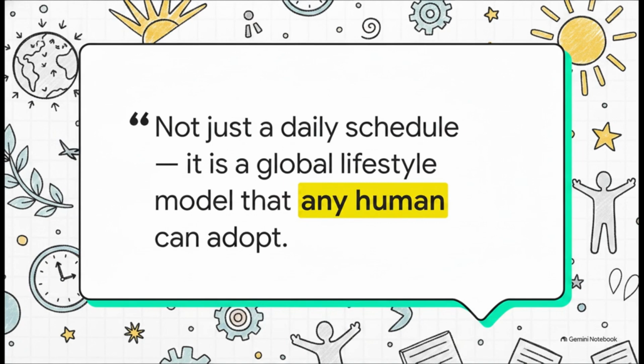Right off the bat, the source material drops a massive statement. To quote them directly, this is not just a daily schedule. It is a global lifestyle model that any human can adopt to live a balanced, productive, healthy, spiritual, and family-centered life. I mean, wow, that is a bold claim, right? It immediately sets the stakes for what we're about to unpack.